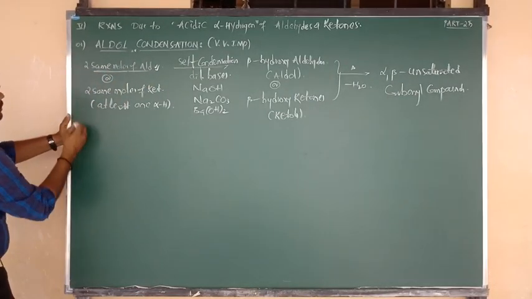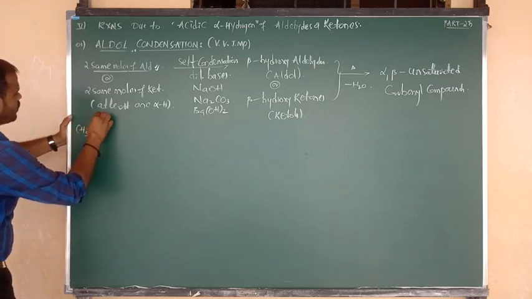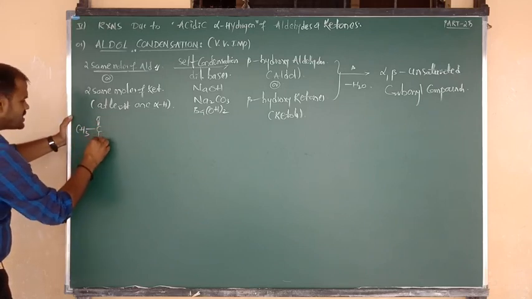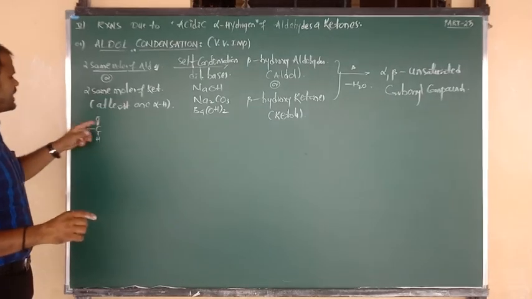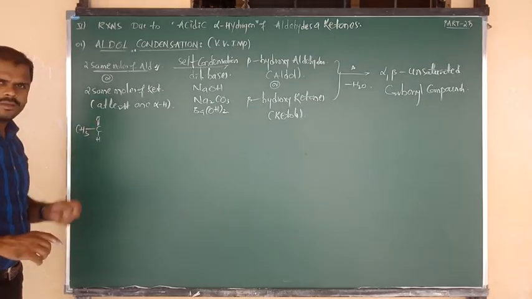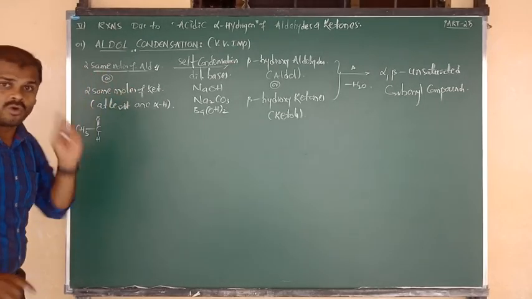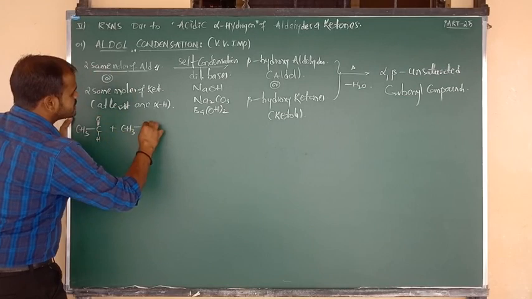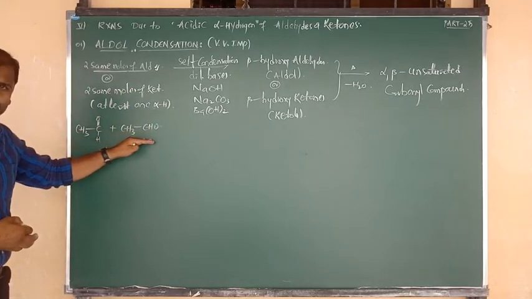Example number 1. CH3 bonded to C double bond O, again connected to H. But that hydrogen we can write from below the plane also. No problem? CH3 bond C double bond OH. 1 mole of acetaldehyde I have taken, but we require 2 same moles. So 1 more mole of acetaldehyde, CH3 bonded to CHO. Here you have written one structure, and here one more structure.